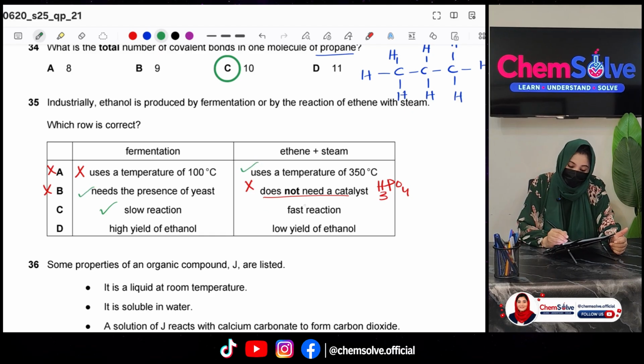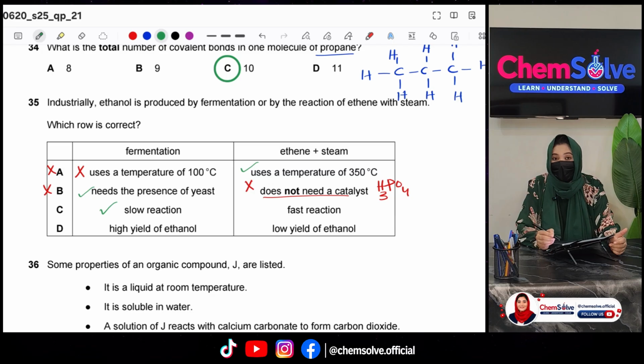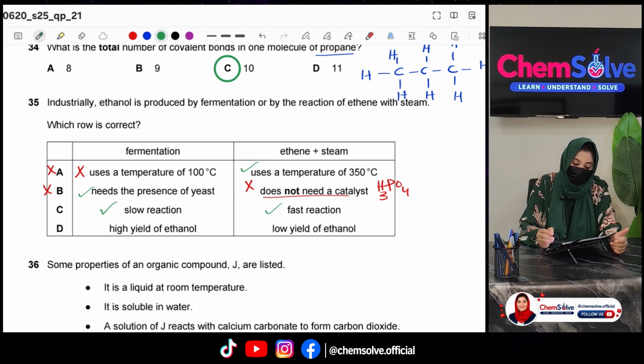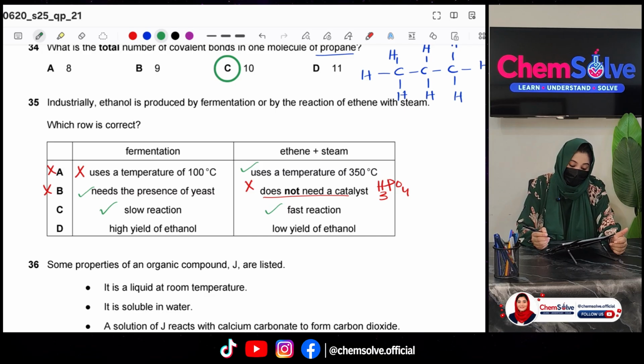And it's a fast reaction. Yes, because it uses a very high temperature, like 350 degrees Celsius, and a catalyst is also used, which is concentrated phosphoric acid, so it's a fast reaction. I think option C is the correct one, but look at option D as well.